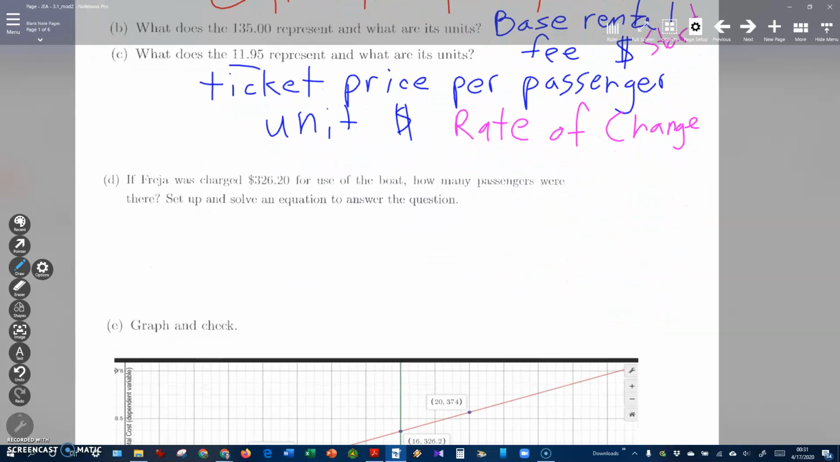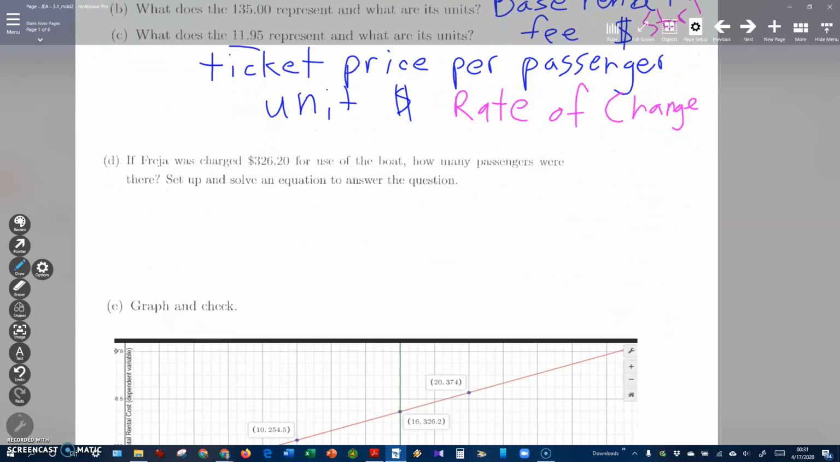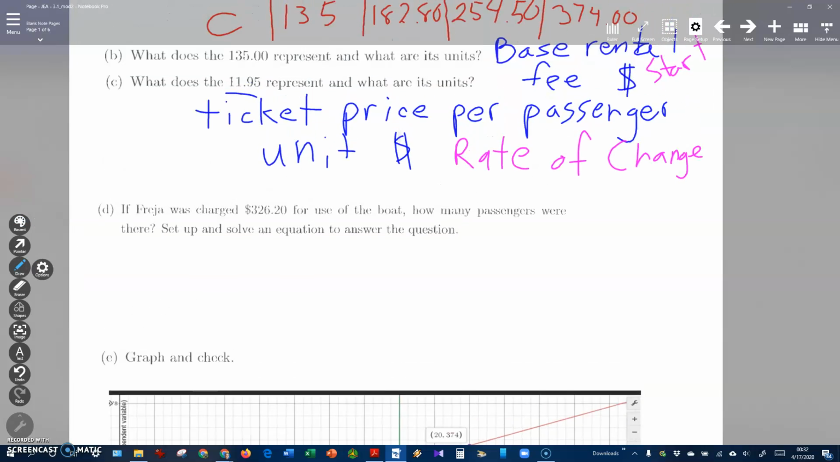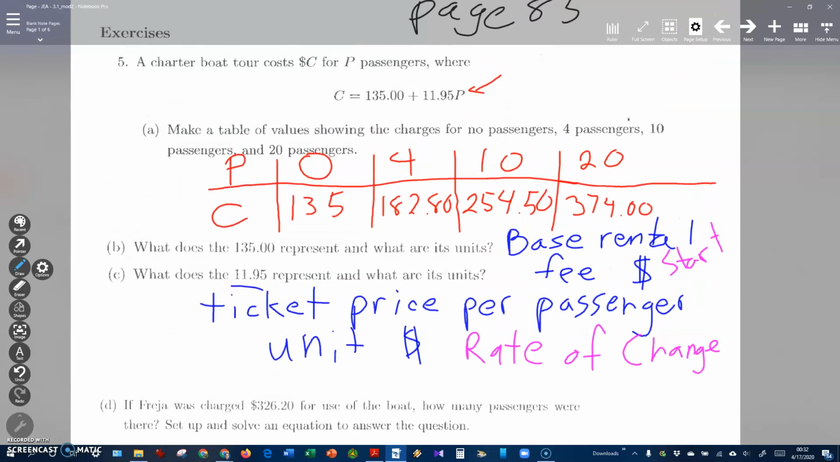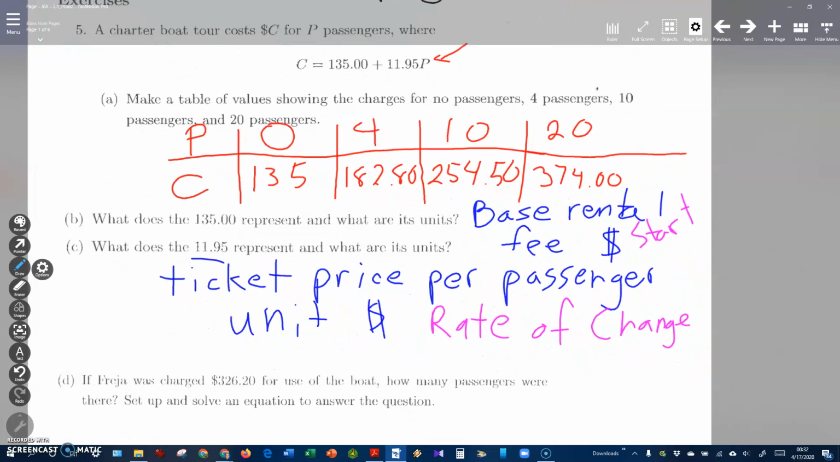Question D. Here we have a person named Freya, and Freya rented out the boat and was charged $326 for use of the boat. How many passengers were there? Set up and solve an equation to answer the question. Now, this is a little bit of the reverse of what we were doing before, up in question A. Here we know the total cost.